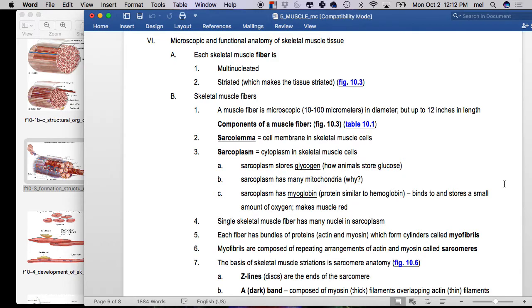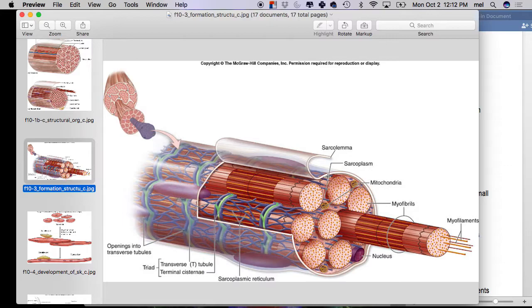Now let's start looking at internal structures and similarities and differences. So of course it has a cell membrane, because you can't be a cell, whether it's eukaryotic or prokaryotic or plant or animal, without a cell membrane. So of course it has a cell membrane.